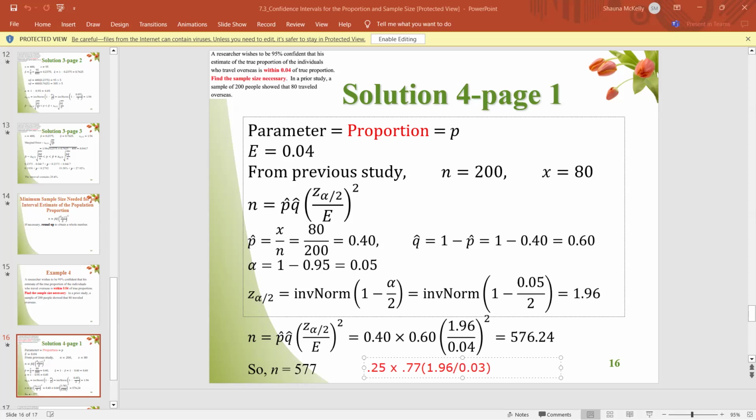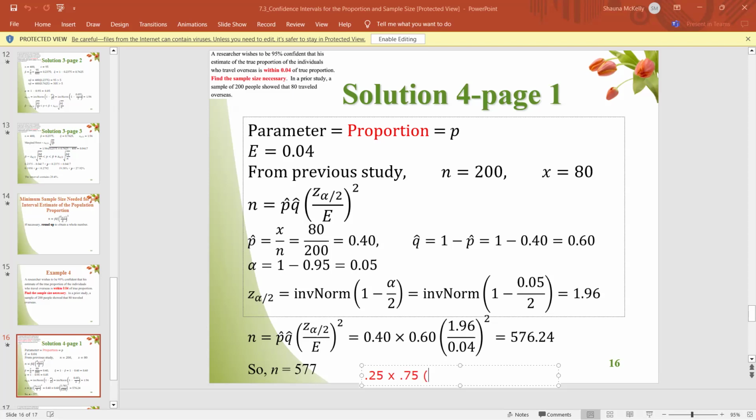And we're going to square that. So for our example that we're doing here, this I put, oops, that's wrong. Let me erase this because I put 77 instead of 75. This is 0.25 times 0.75.